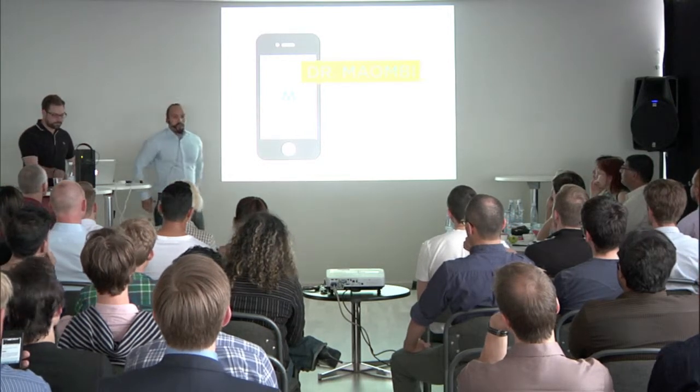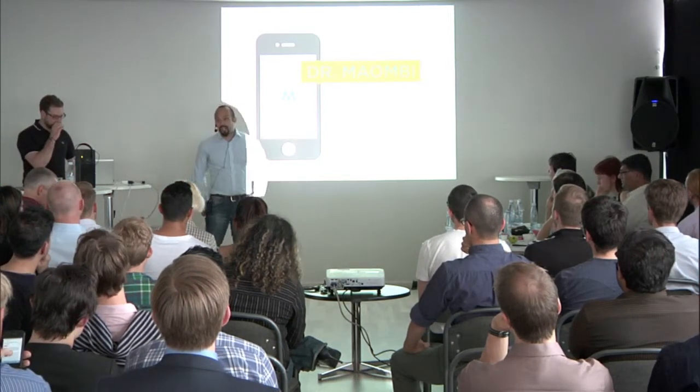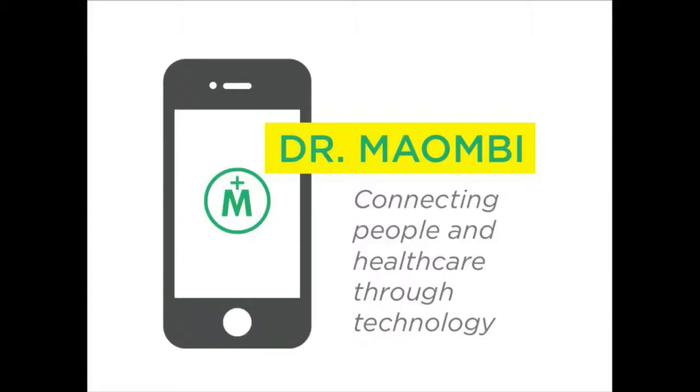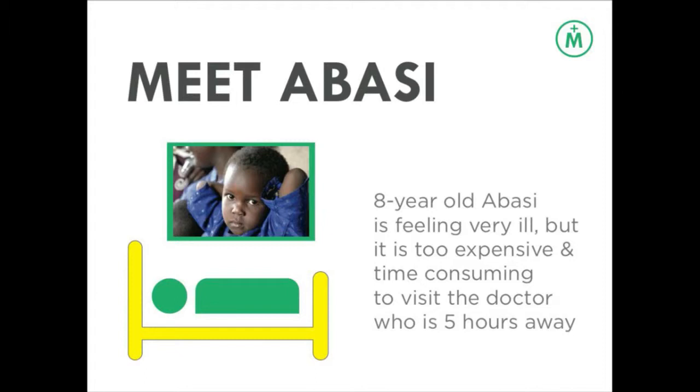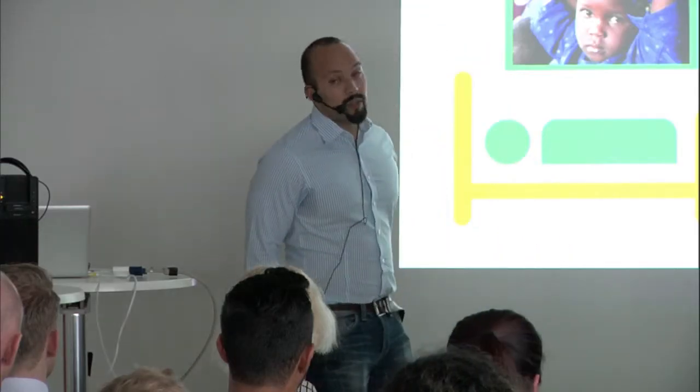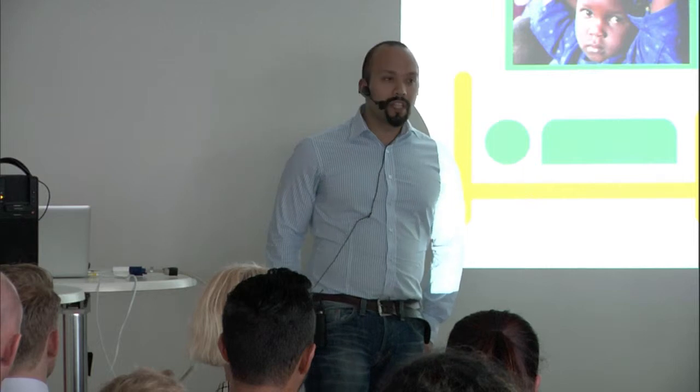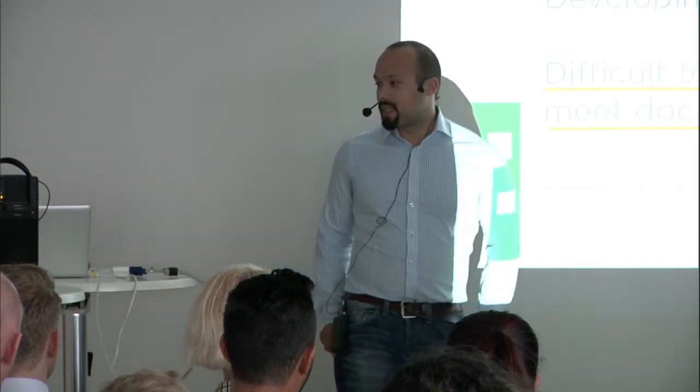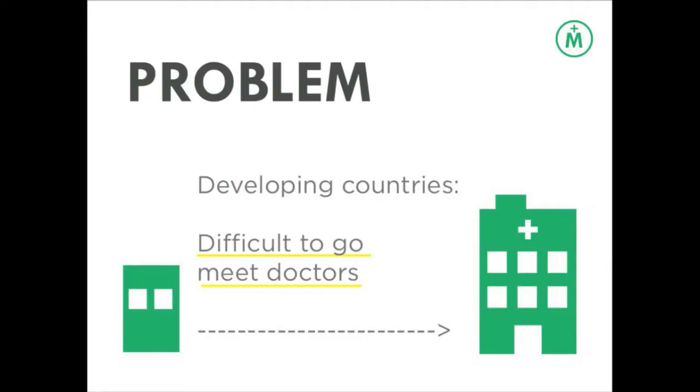Dr. Maombi. What we're interested in doing is to bring healthcare access to the big masses of people living in rural areas, mainly in developing countries. I want you to meet Abasi. He's a young boy living in rural Tanzania. The problem with Abasi is that he's ill. He's sick, and he needs to go to a doctor. But although he has the right to visit a doctor, there is no doctor nearby, and traveling to the big city with his mom is really expensive. This is pretty much the problem in many developing countries.